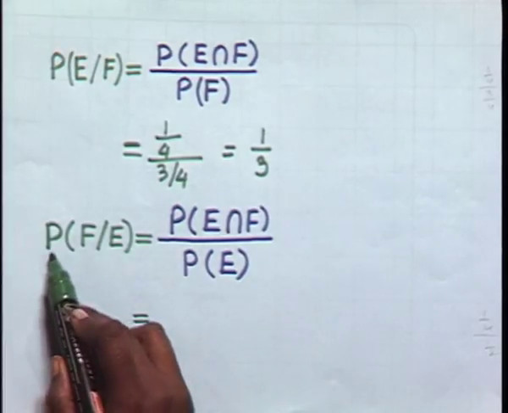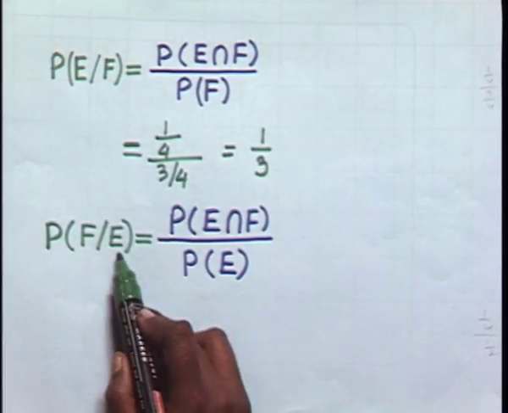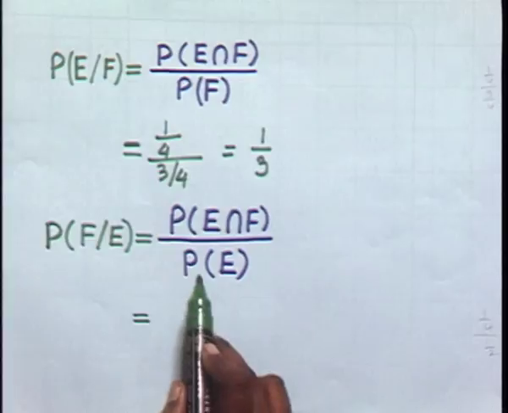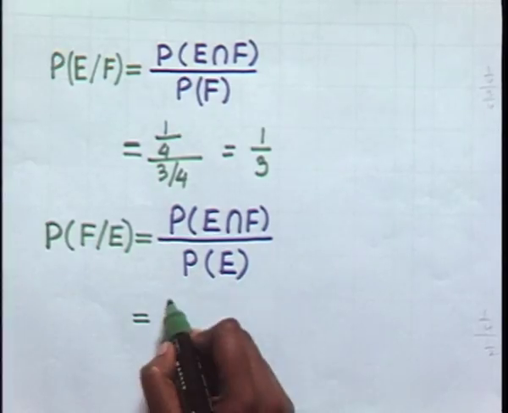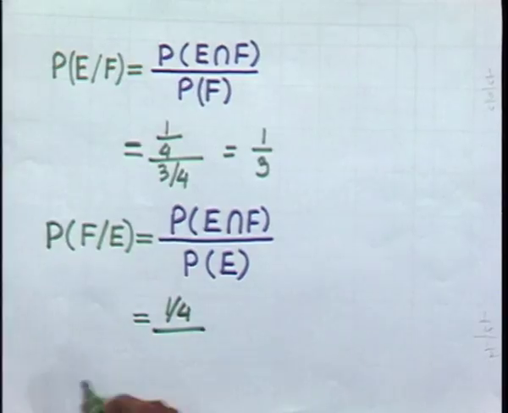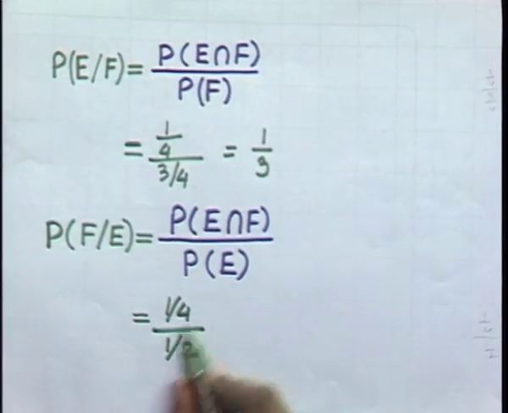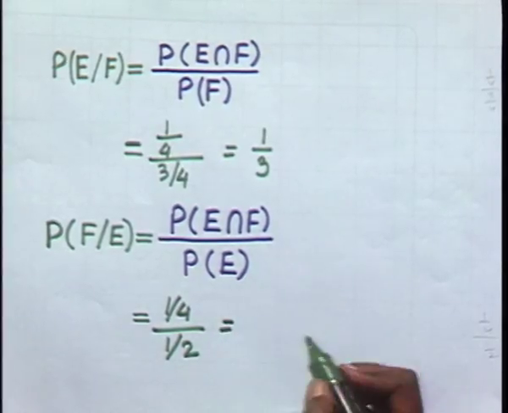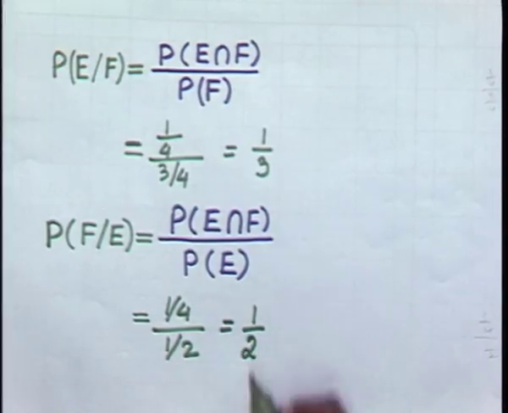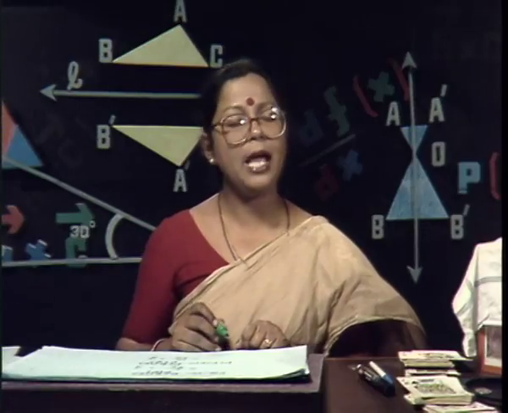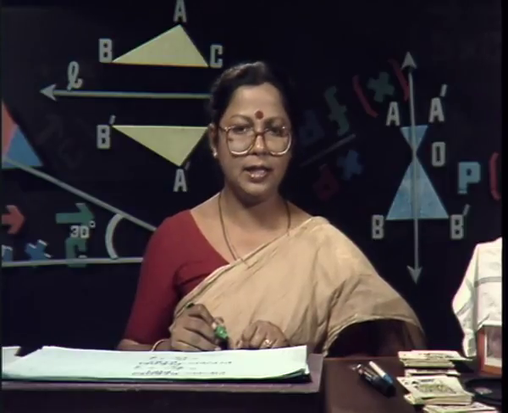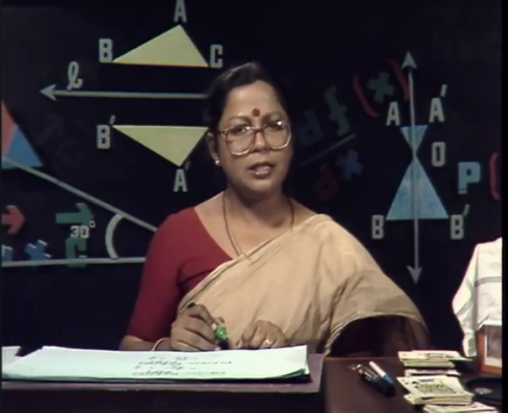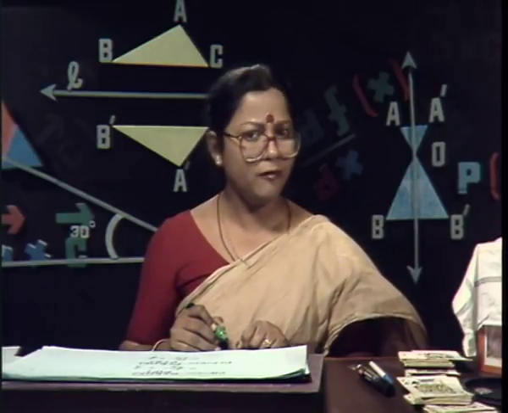Again we have to find out probability of event F when event E has already occurred, that is equal to probability of event E and F upon probability of event E, that is 1 upon 4 upon 1 upon 2. This is the probability of E and F and this is the probability of event E, and this is equal to 1 upon 2. Thus, we have seen what is conditional probability and how it can be calculated. But given a condition, does the probability of occurrence of an event always change?